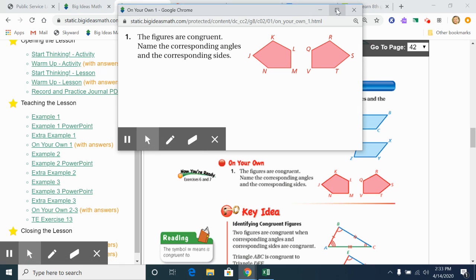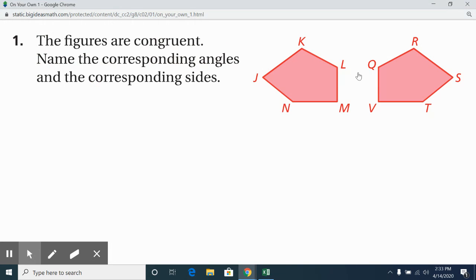Let's have you give it a shot real quick. This is like the example we just talked about, where the shapes are reflected. Do me a favor and give this a shot. See if you can name the corresponding angles and corresponding sides. Pause your video, and when you come back, answers will be up.